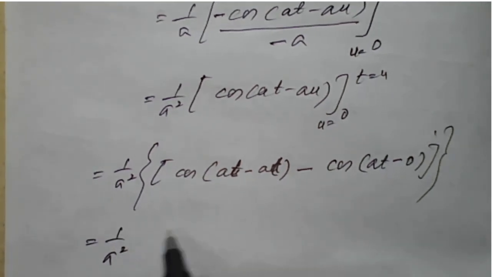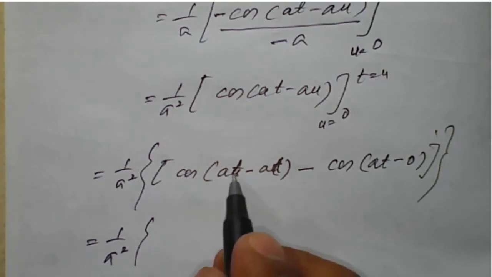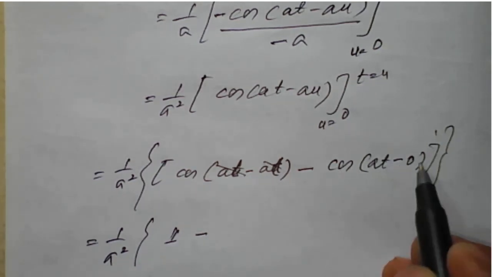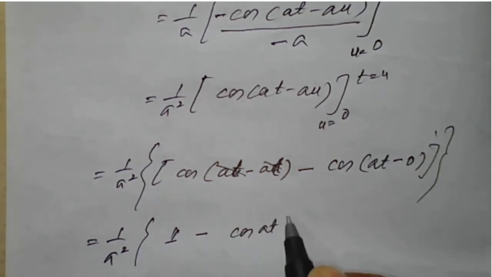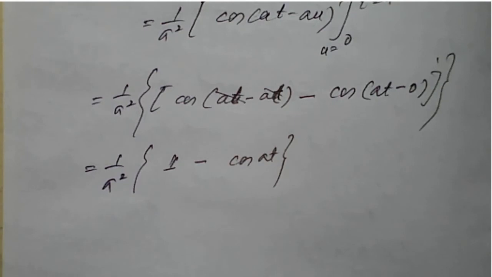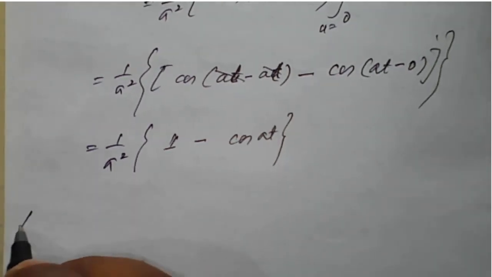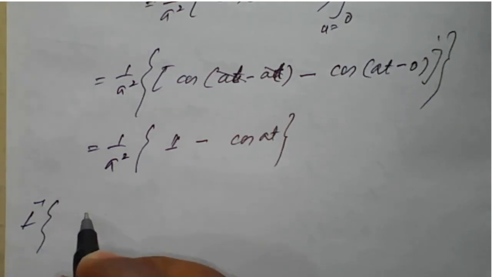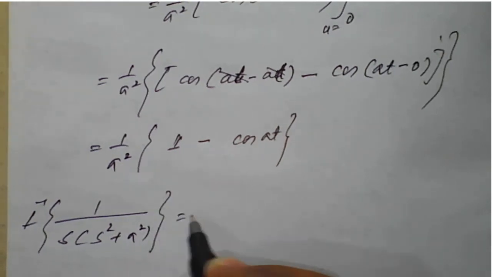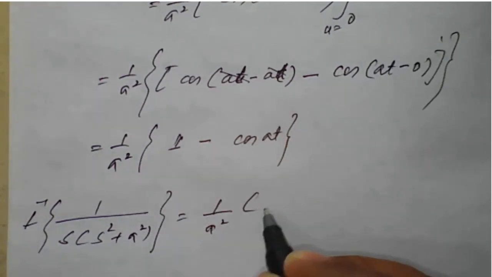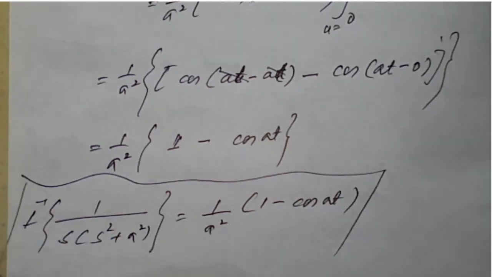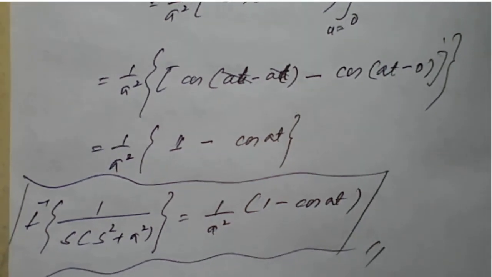1 upon a square. So at minus at cancels. Cos of 0 is 1, minus cos of at minus 0, which is cos of at. So I can conclude the answer here: inverse Laplace of 1 upon s into s square plus a square is nothing but 1 upon a square into 1 minus cos of at. So this is the required solution of the given function using the convolution theorem.